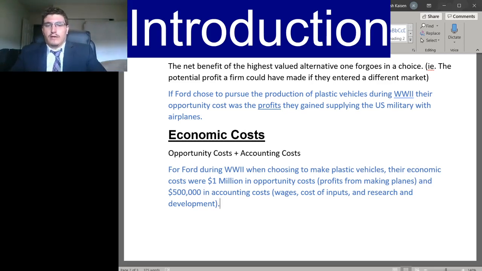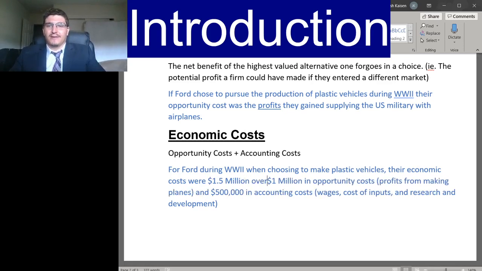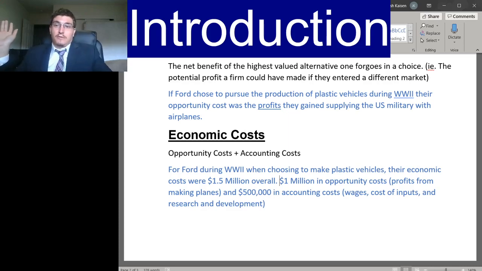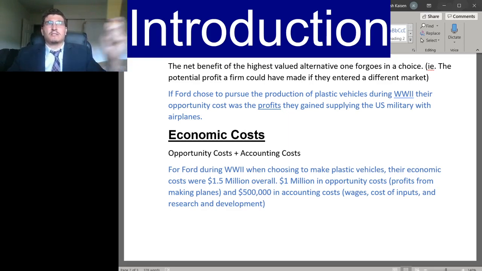And so their economic costs would be 1.5 million overall, and the breakdown would be 1 million in opportunity costs and 500,000 in accounting costs, and that's going to make their economic costs. So in order for them to choose to make plastic vehicles, their benefits for making those plastic vehicles, the revenue that they would gain from selling them, would have to be more than these economic costs. That's how firms make decisions.